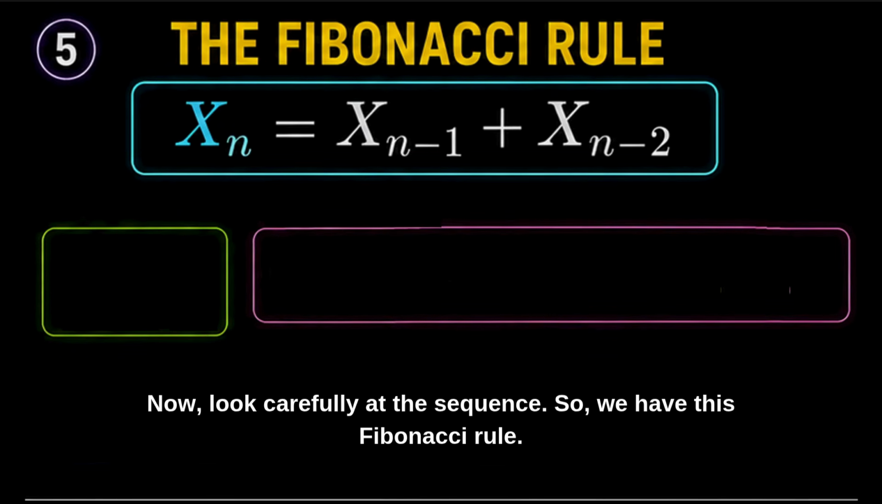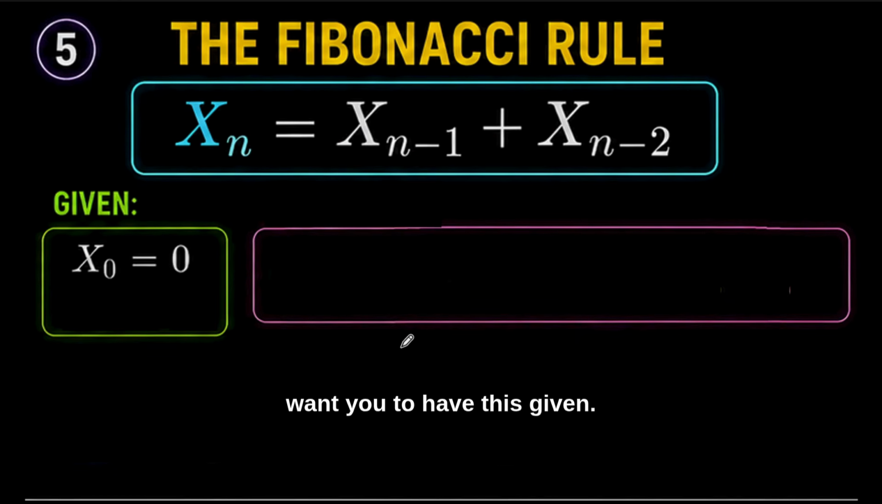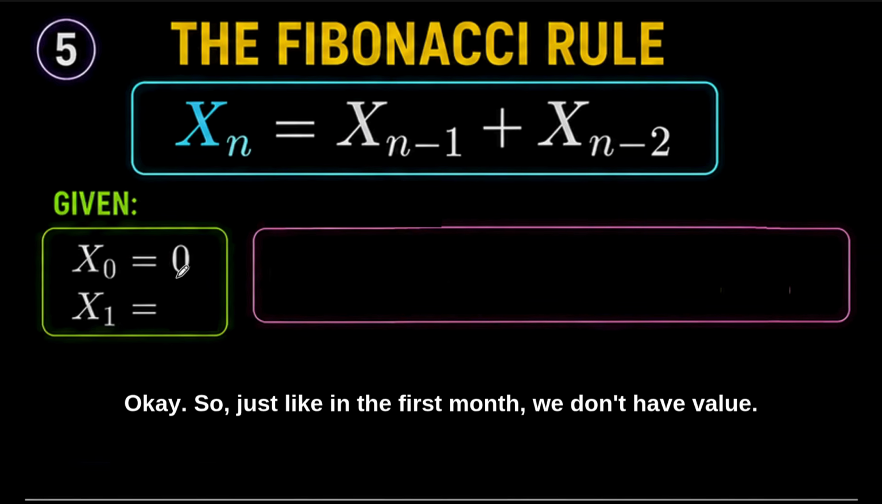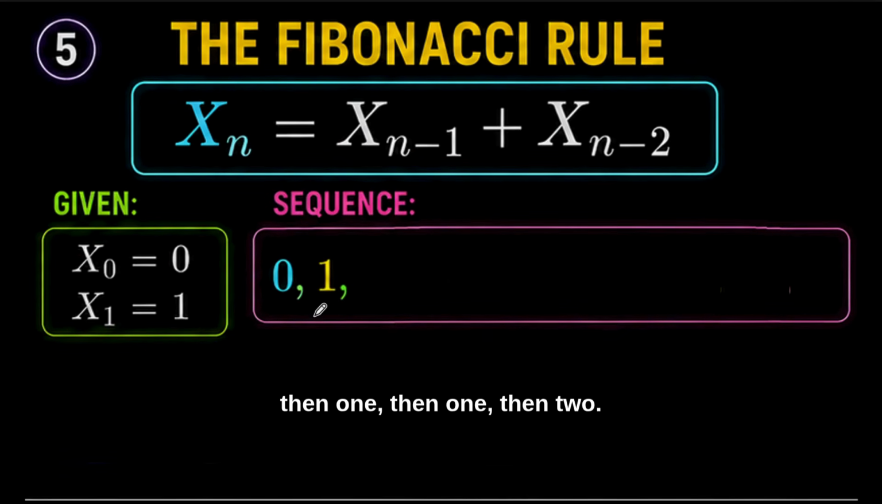So we have this Fibonacci rule. The Fibonacci rule is x of n equals x of n minus 1 plus x of n minus 2. So I want you to have this given. The given is x of 0 is 0. Okay, so just like in the first month, we don't have a value. So x of 1 is 1. So the sequence is 0, then 1, then 1, then 2.